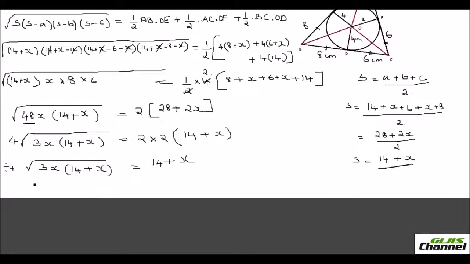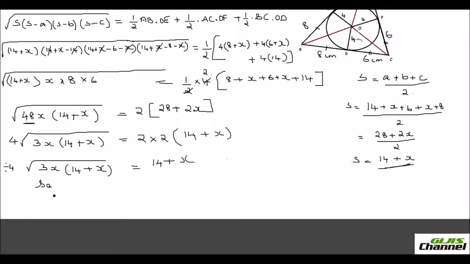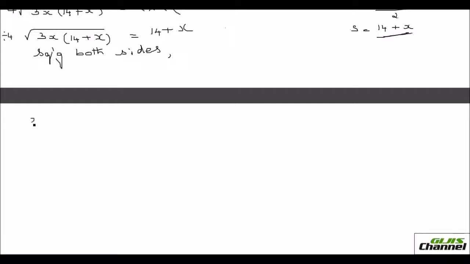Now let us square both sides, because I just want to get rid of the square root on my left. On this side, the square root will go, right? So that is 3x times 14 plus x equals 14 plus x, the whole square here. Okay.